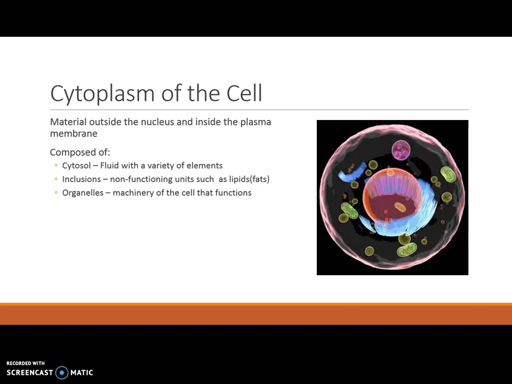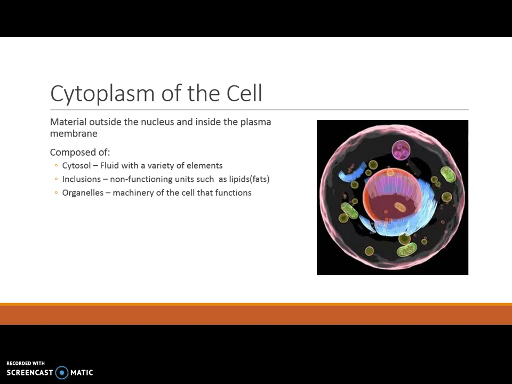In addition to cytosol, the cytoplasm also contains something called inclusions, which are temporary chemicals and nutrients such as glycogen, lipids, and pigments. These do not function or do anything. They're just kind of there.